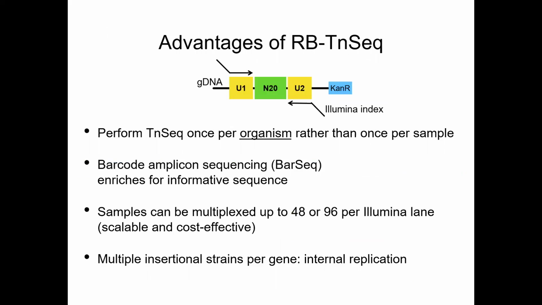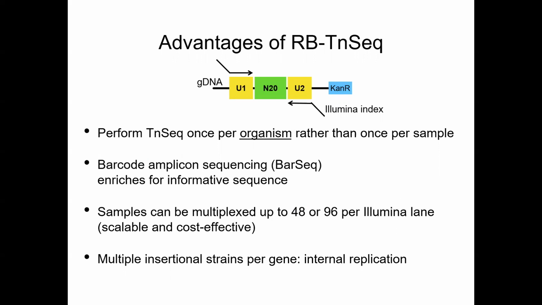So TnSeq has historically been a really powerful approach to screen for gene function, but it requires laborious sample preparation and analysis, as I've mentioned. It also requires longer sequencing reads because you're reading from the transposon insertion into the surrounding genomic DNA to determine where that insertion actually is. Here, for this method, TnSeq is used just once to map the barcode insertions to their location in the genome.